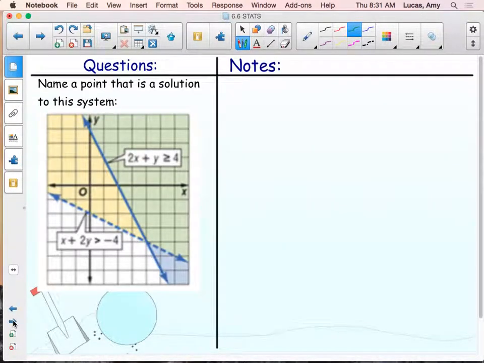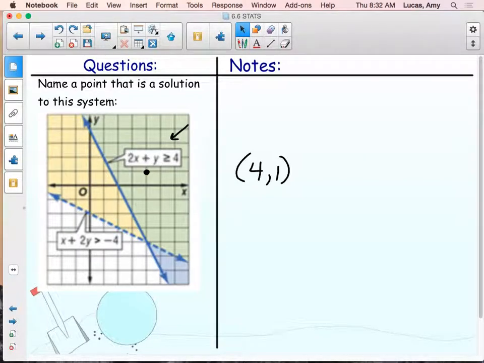The last one just says to name a point that's a solution to this system. So again, it's already been graphed for you. The double shaded region is this green region right here. So you just need to name one point in that region. So I'm going to pick this point right here. So this point would be 4, 1. So if it's graphed for you, make sure that you're able to figure out which region has been shaded twice. They may or may not use these colors like I've been using. So just make sure that you're clearly able to understand whether they've shaded above or below each line.